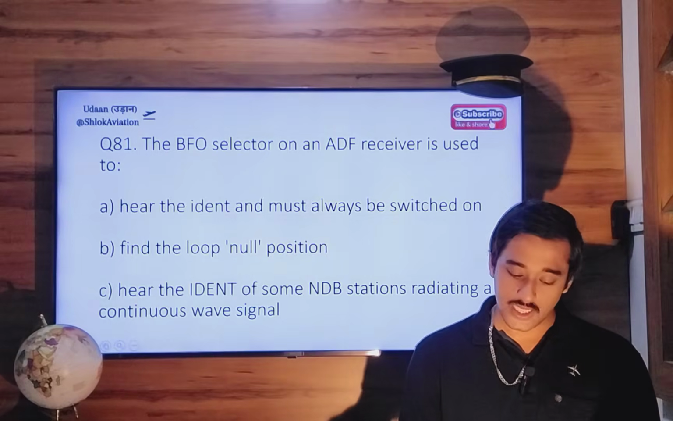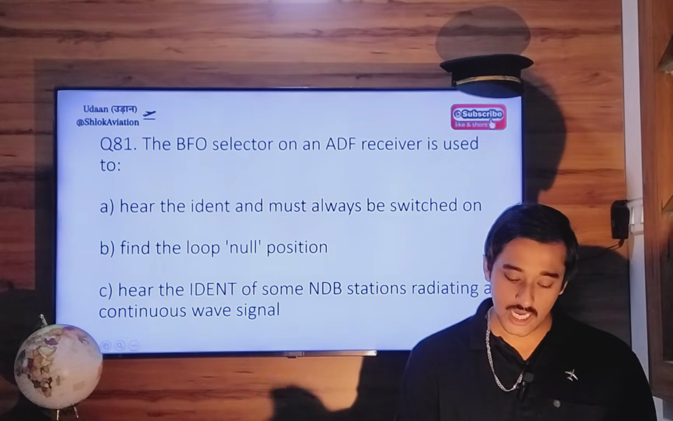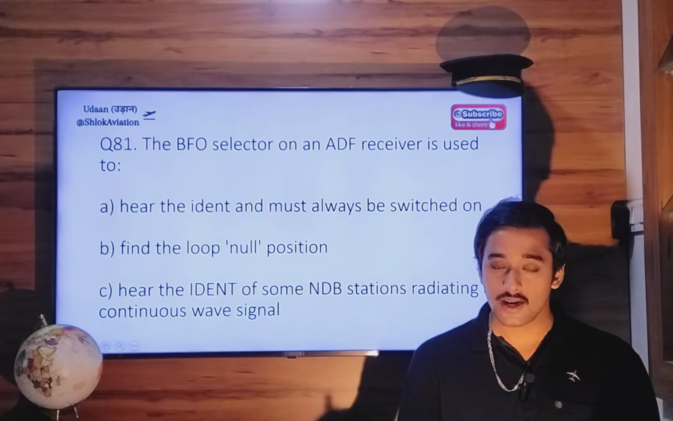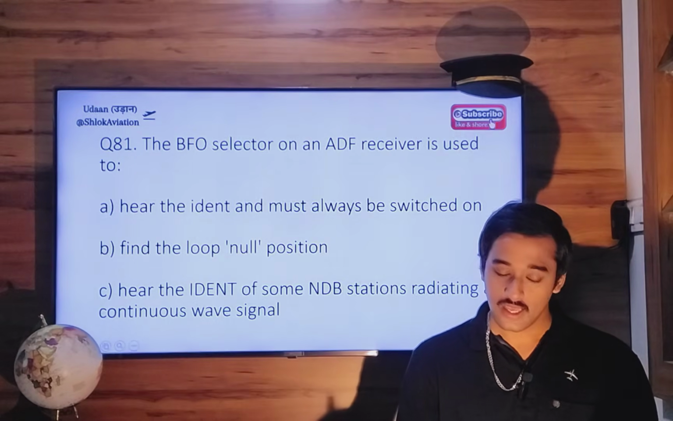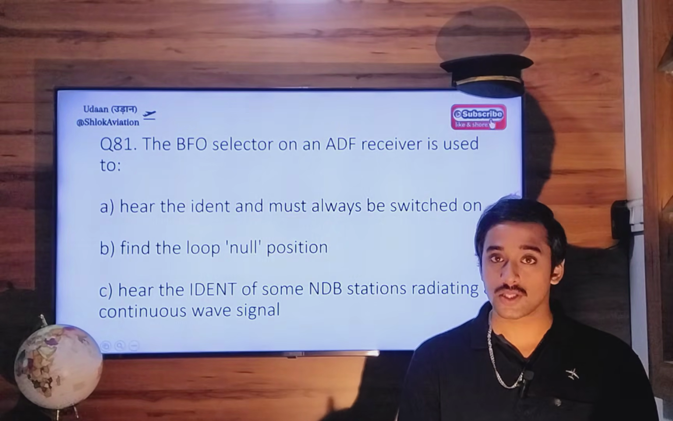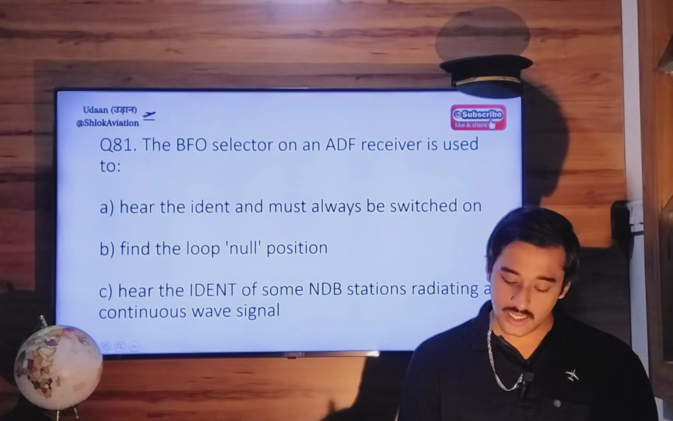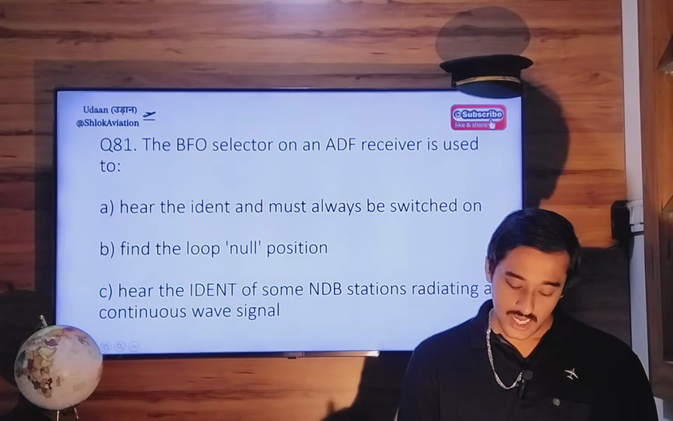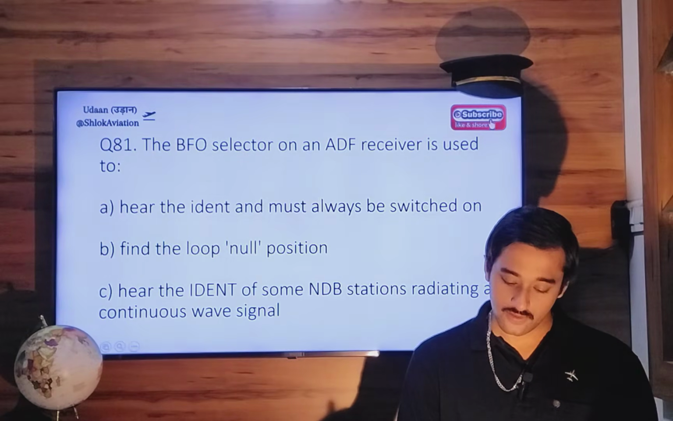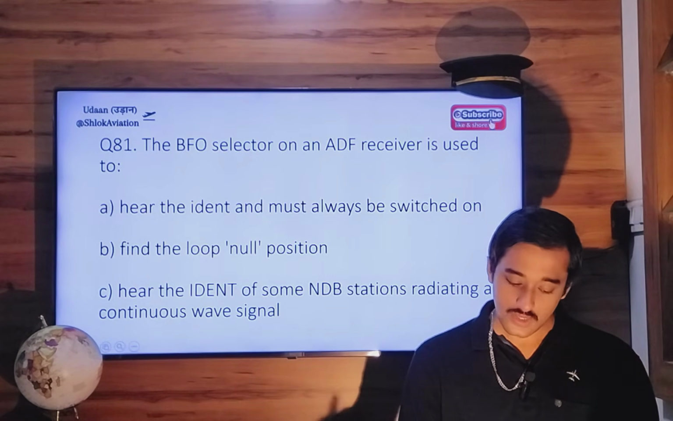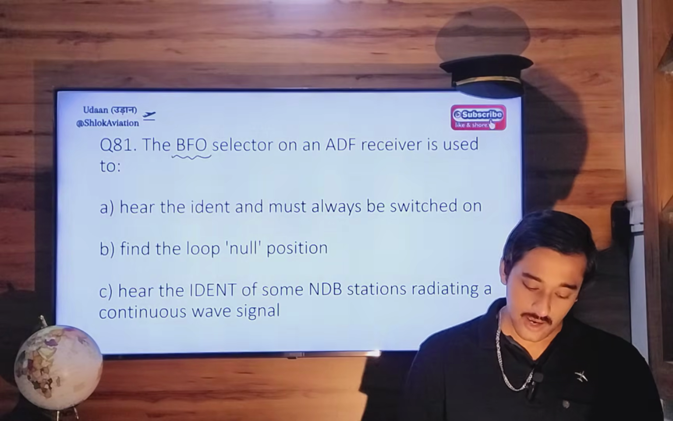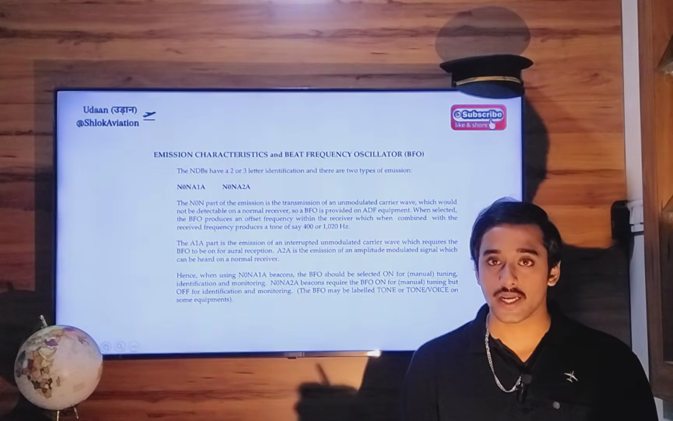The BFO selector, the beat frequency oscillator on an ADF receiver is used to do what? Hear the ident and must always be switched on. Find the loop null position. Hear the ident of some NDB stations radiating a continuous wave signal. Okay, so BFO. BFO means beat frequency oscillator.